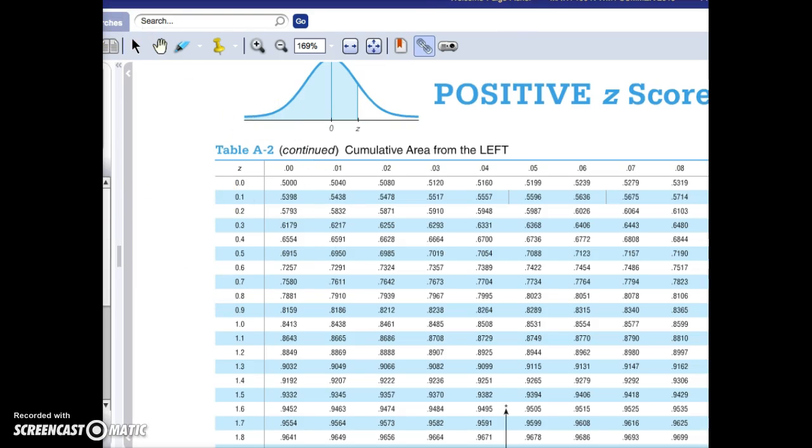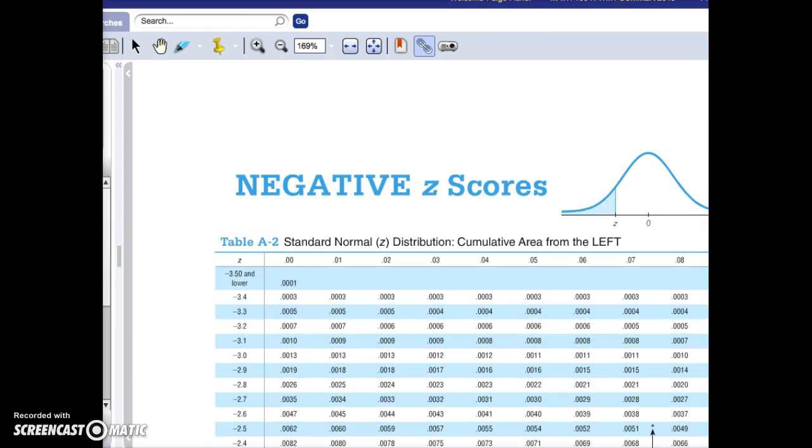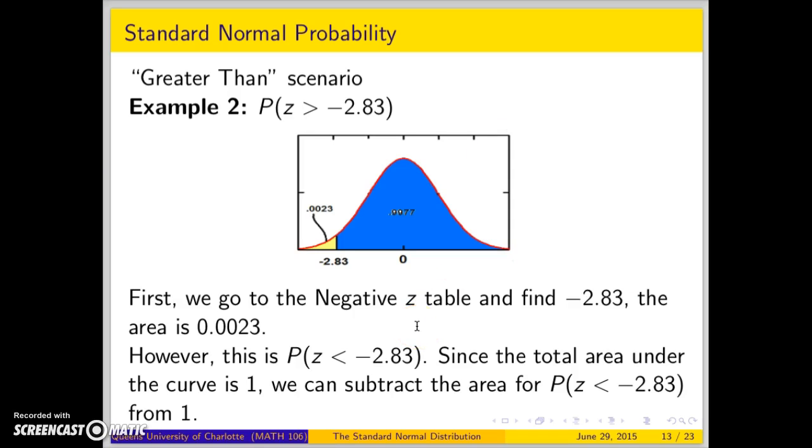So we go to the negative side. Negative 2.8, we said right here, and then 3. There's our answer. But that's not the answer. The fact that the area underneath this curve is equal to 1 comes into play. Now subtract the value we just got from the table, which is 0.0023, from 1, and we get 0.9977, just like the plot says.